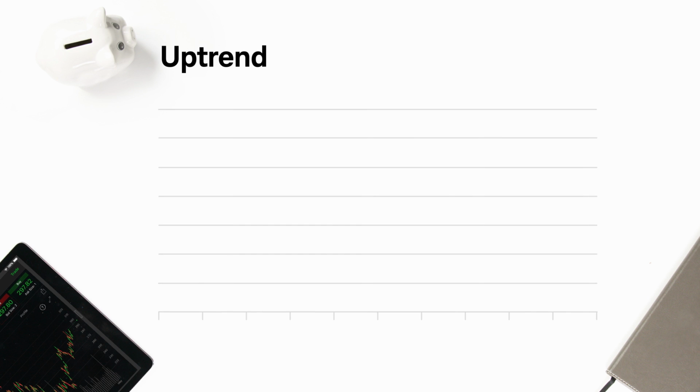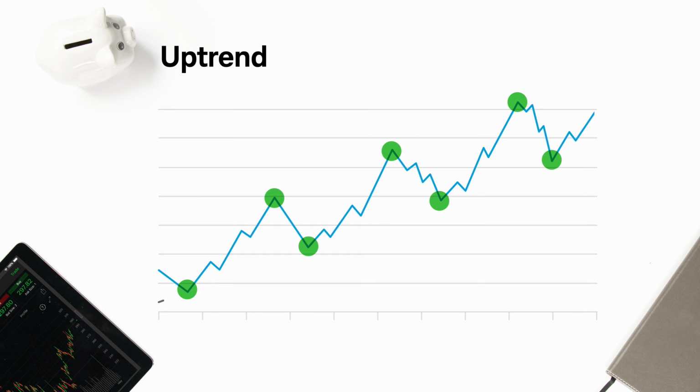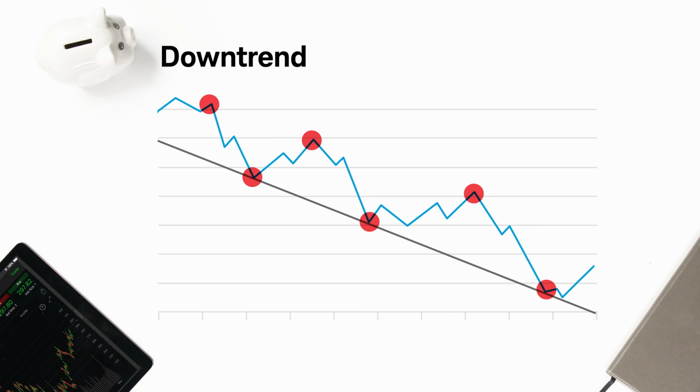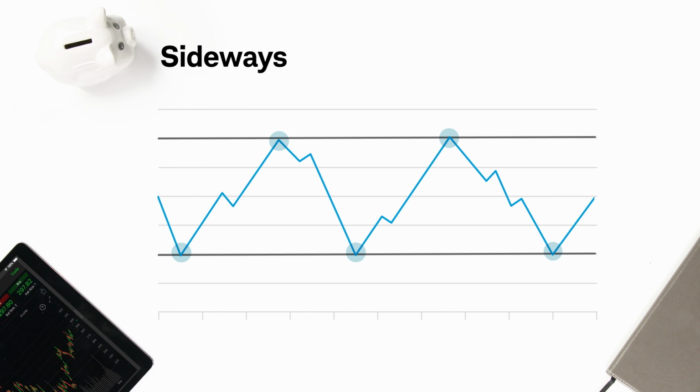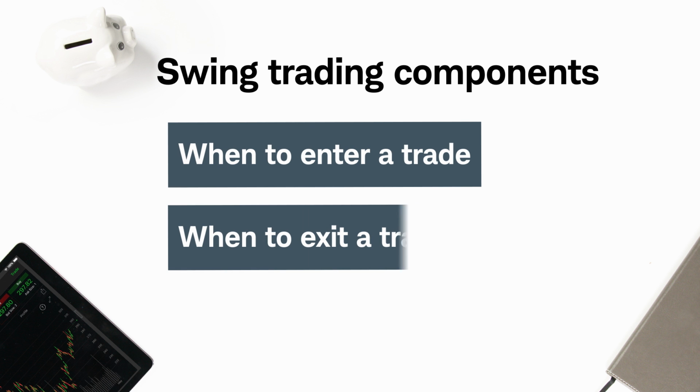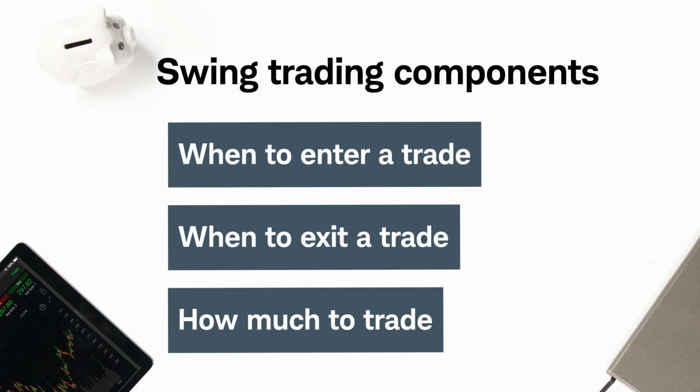Despite focusing on the short-term swings, swing traders usually trade with the broader trend, which means taking the upswing during uptrends and downswings during downtrends. During a sideways trend, they can try to trade both the up and the down movements. There are three components to a swing trade that should be determined before placing a trade: when to enter, when to exit, and how much to trade. Let's start with entries and exits.